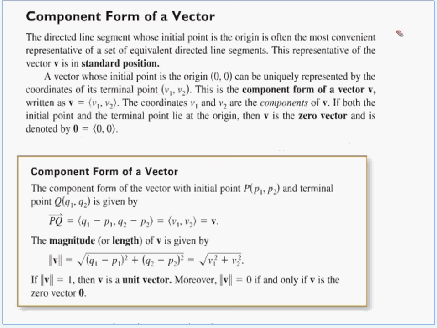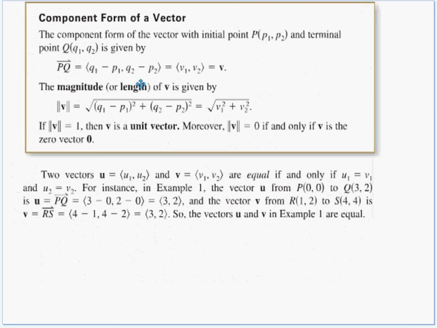So in the box we have our official definition, component form of a vector. The component form of the vector with initial point p, p1 comma p2, and terminal point q, q1, q2, is given by, so here's our ray, p to q. So we got our bracket, q1 minus p1, comma, q2 minus p2. And then we do that subtraction and we get our v sub 1 and v sub 2. That is the component form of vector v.